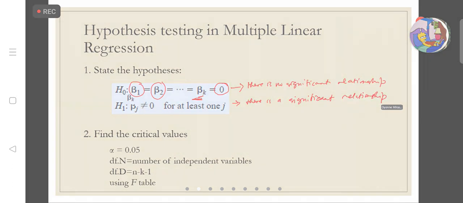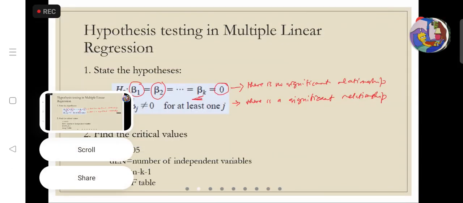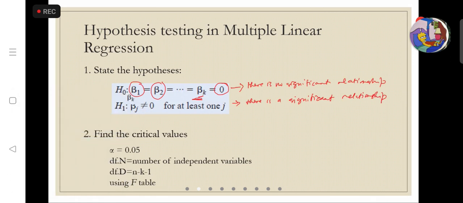Or there is at least one Bj, or at least one of these values, that is not equal to 0. Or there is at least one independent variable that has a significant relationship to the dependent variable. So it may be this variable or this variable, as long as it is one of them.